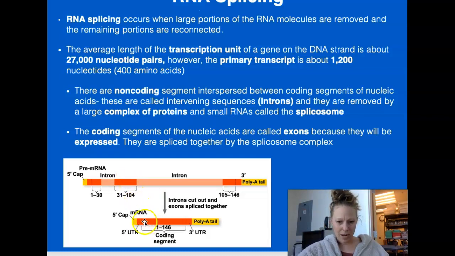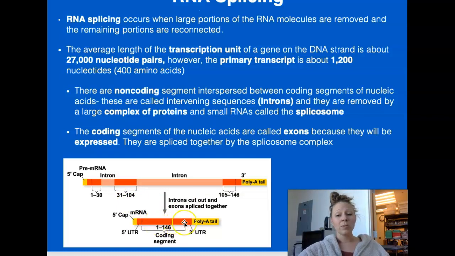We can see here these red spots, so the exons are spliced together, and this is the message that is going to be coded. The introns, while they're very important, are not included in the message or the final transcript. The coding segments of nucleic acids are called exons because they're going to exit and because they will be expressed. That's how I remember it. So the exons are going to exit and then be expressed.